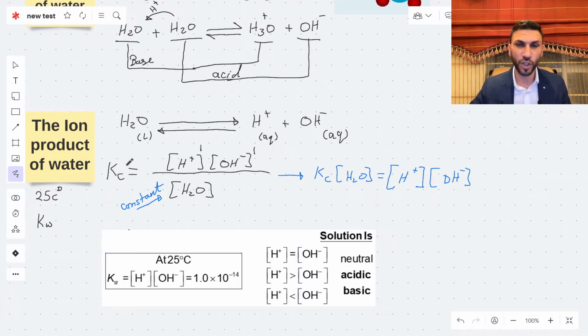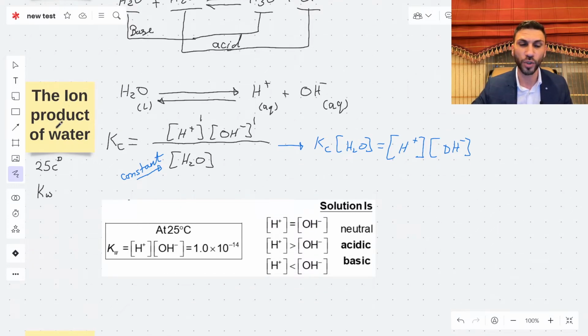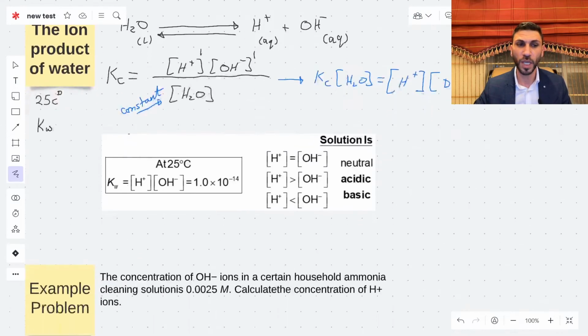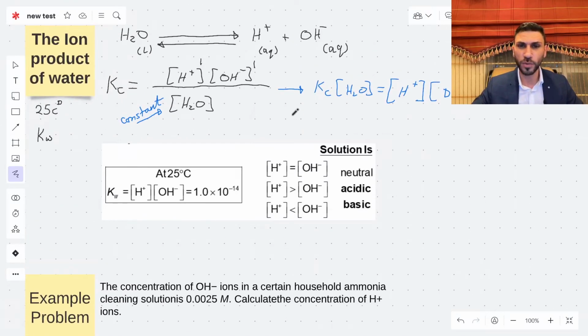And the Kc is a constant for the equilibrium. That means constant multiplied by constant equals a new constant, and we name it the ion product of water, which is Kw. So what is Kw? Kw equals the concentration of H positive multiplied by the concentration of OH negative. At 25, Kw has a fixed number, which equals 1 times 10 to the power of negative 14.